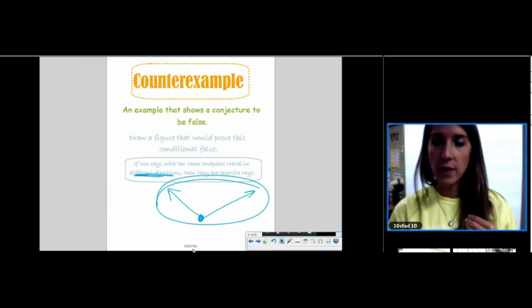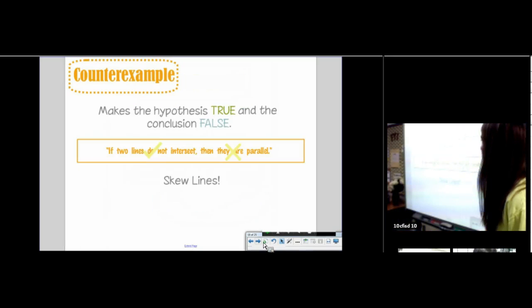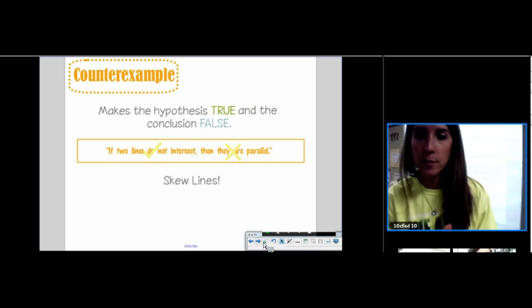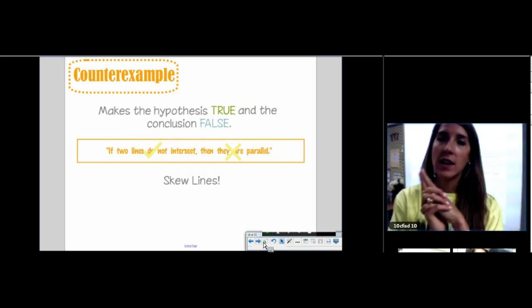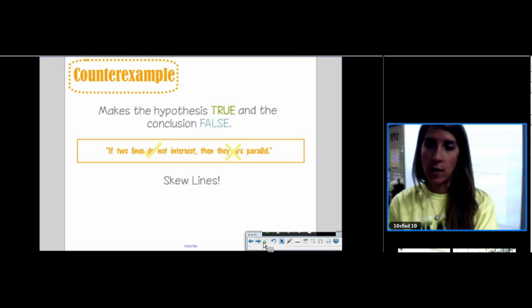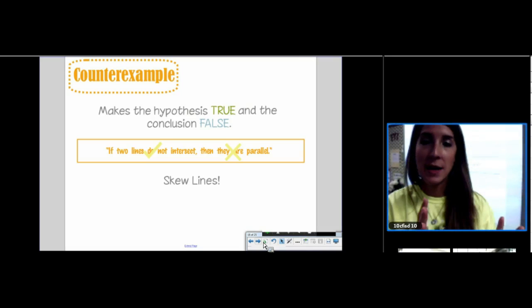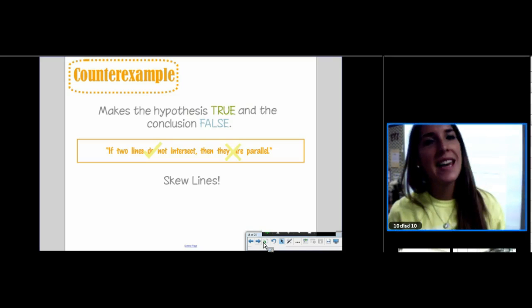Counterexample means prove it false. Now, a counterexample is going to make the hypothesis true and the conclusion false. So, if two lines do not intersect, then they are parallel. I want the beginning to be true. I want them to not intersect. But I want the end to be false.